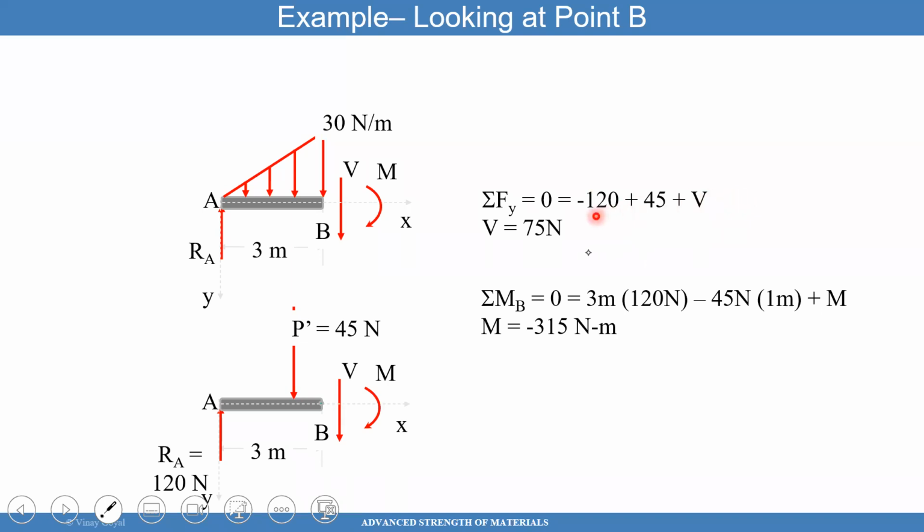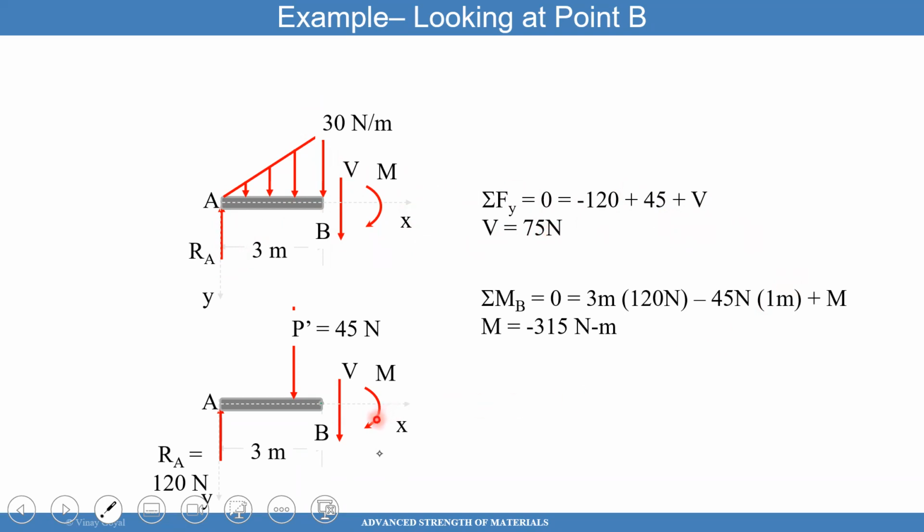I'll let you do the math, but when you do it, you get the shear force V is 75. And you may ask, where's the 45 coming from? Well, 30 times 3 is how much? 90 divided by 2. So 45 should be the shear force, the force acting downwards. So that's where the 45 is coming from. And 120 is from this reaction force. So this shear force going through this cross section is 75.